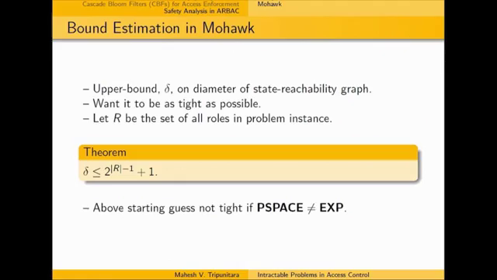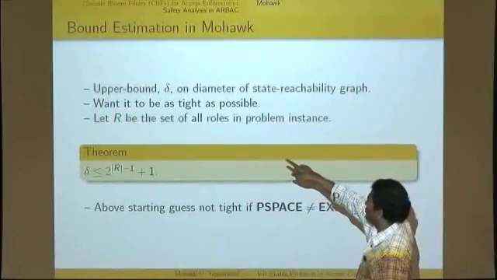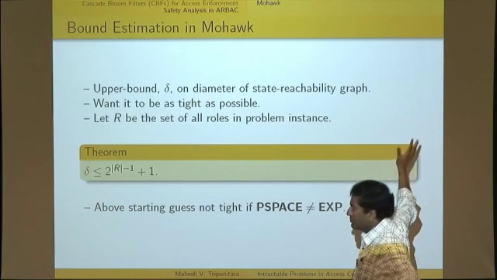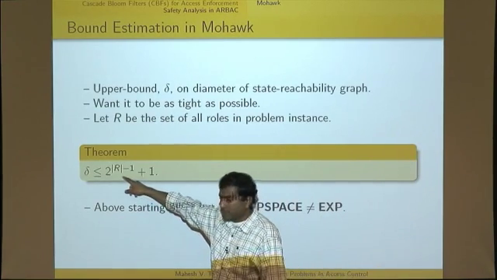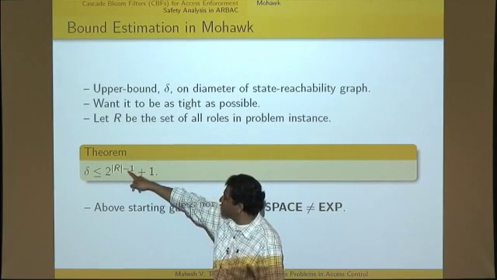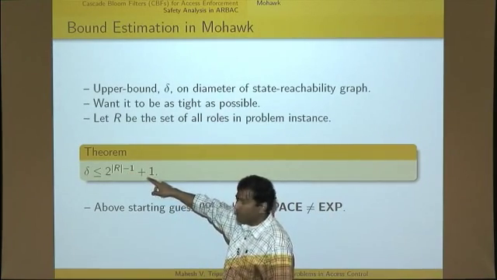Okay, bound estimation. What we're looking for is an upper bound of the diameter of the state reachability graph. Of course, we would ideally like it to be tight. Now, if I have R roles, R is the set of all roles that appear in the problem instance, then I immediately have an upper bound like this. So why is it that I have a -1 in the exponent here and the +1 here?